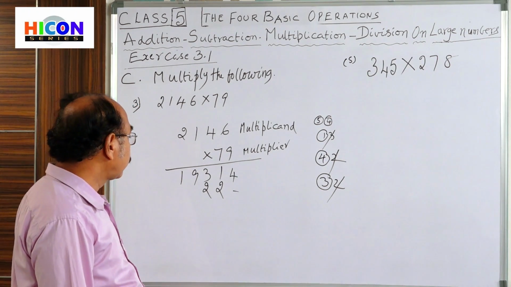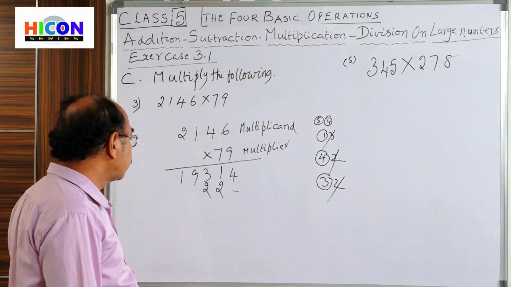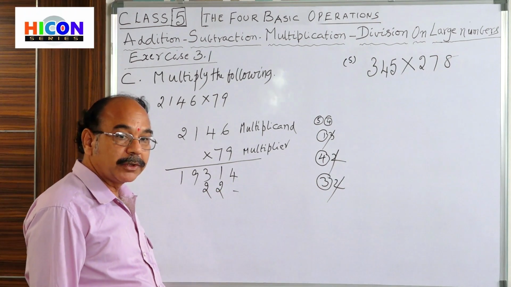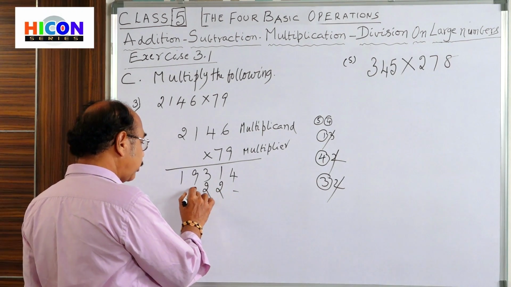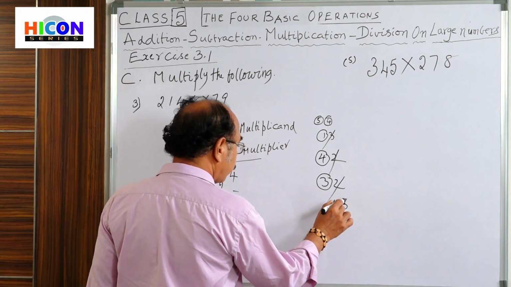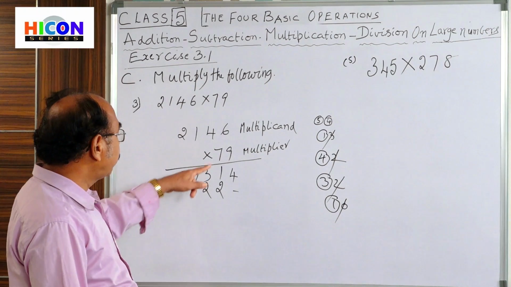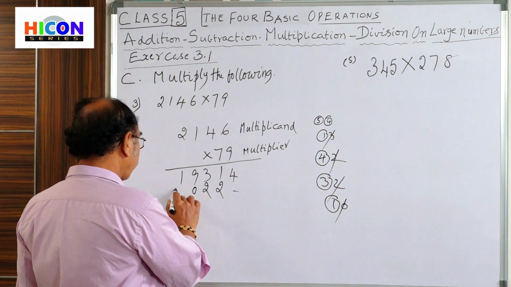3 is there. Now 7 ones are 7. 7 ones are 7 plus 3, 10. So write 0 here. 1 is there, 1 keep in mind. Now 7 2s are 14. 14 plus 1, 15.